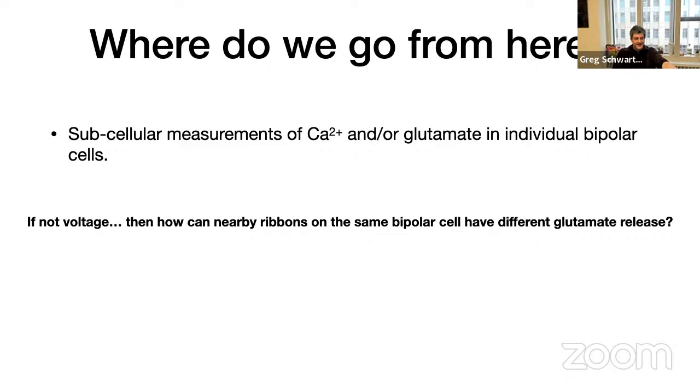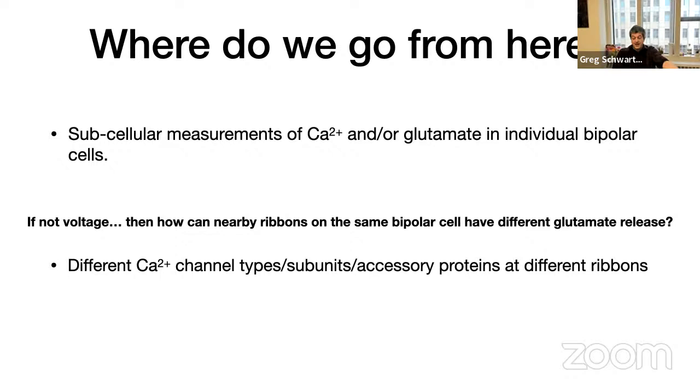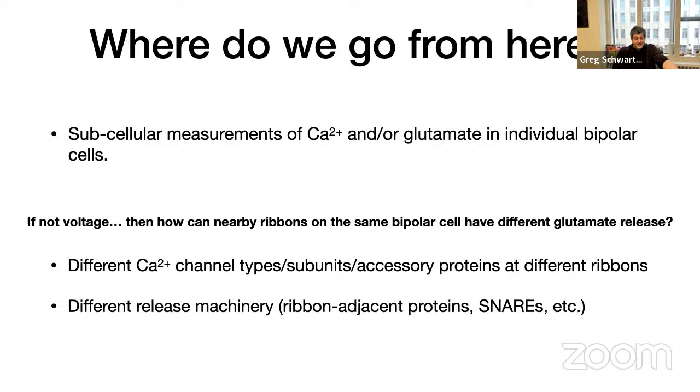But if it's not voltage, then how can nearby ribbons on the same bipolar cell actually have different glutamate release? Now I'm just speculating. Different calcium channel types or subunits or accessory proteins could exist at different ribbons. And these don't turn over very often, actually. Some of the presynaptic proteins are some of the longest lived in the nervous system. So maybe this is set up during development and stays like this. Alternatively, or in combination with that, there could be different release machinery post-calcium input. There could be different ribbon-adjacent proteins, different SNAREs, different synaptotagmins.